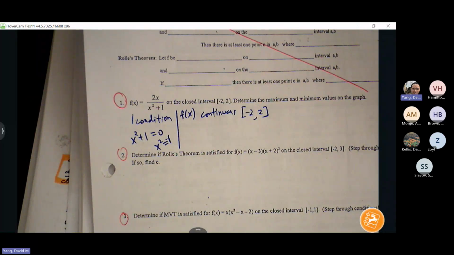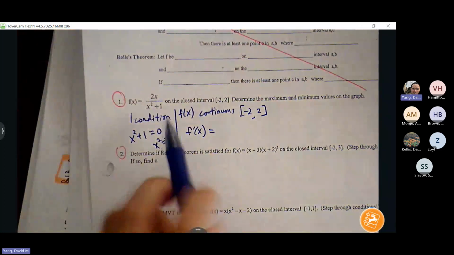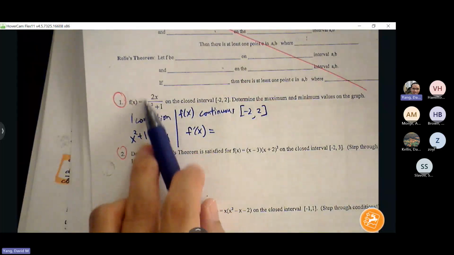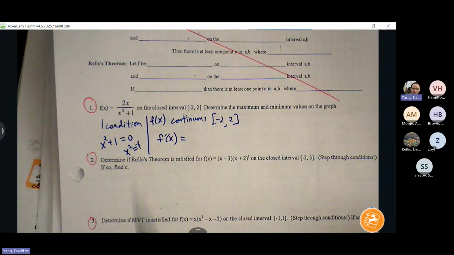Okay, so let's find critical points. Critical points come from f prime. So if we want to find f prime, we have to go through quotient rule here because of the numerator denominator setup. F prime g minus f g prime all over g squared.